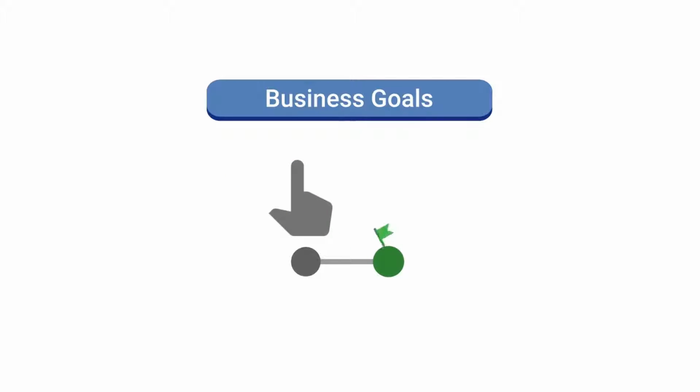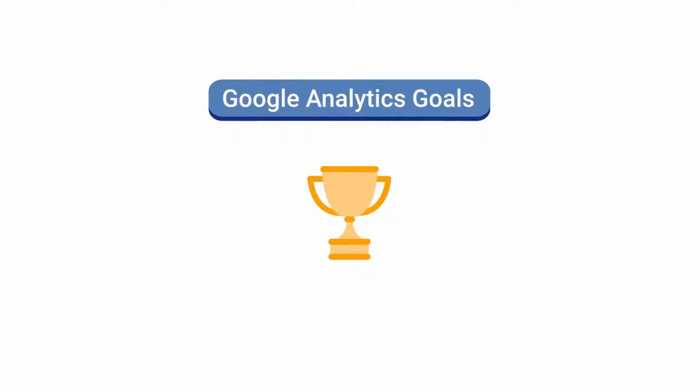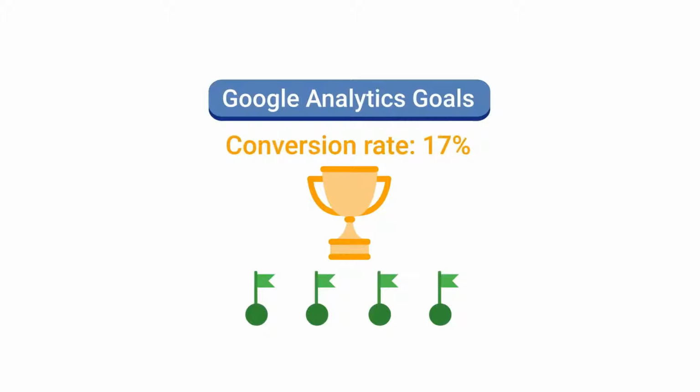Business goals are actions you want your users to take on your website. Each time a user completes one of your business goals, we call this a conversion. This could be signing up for a newsletter or buying a product. But in Google Analytics, you can use a feature called Goals to track these conversions. Once you configure goals, Analytics will create conversion-related metrics, like the total number of conversions, as well as the percentage of users that converted. We refer to this as the conversion rate.